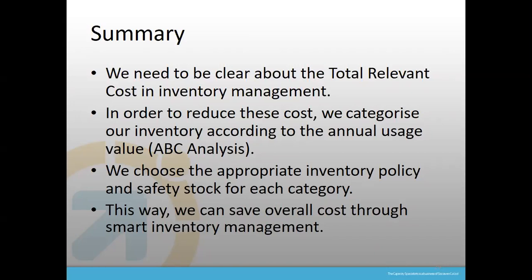So we choose the appropriate inventory policy for each category and how much safety stock for each category. Remember, we don't want to have too much safety stock that costs us too much money, and we don't want to have too little stock because that causes stock outs, is also very expensive. And this way, we can start reducing our cost by just managing our inventory in a smart way. Does that make sense?